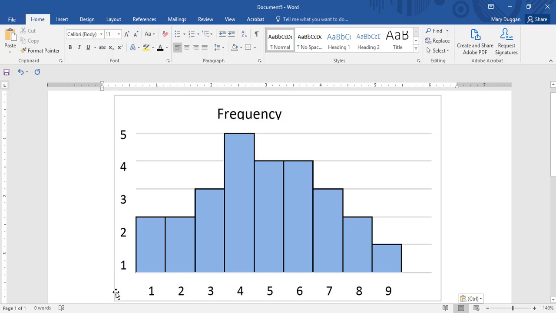So let's start answering some of the questions that were asked. I believe it was in the PDF reading. So the first question says, which score occurs most often? We can just very easily look at the highest bar because that equals a frequency of 5. That's the most often. So the score that happened the most often is a 4. So how many scores did we have? We had 5 scores of 4. 5 different people earned a score of 4.